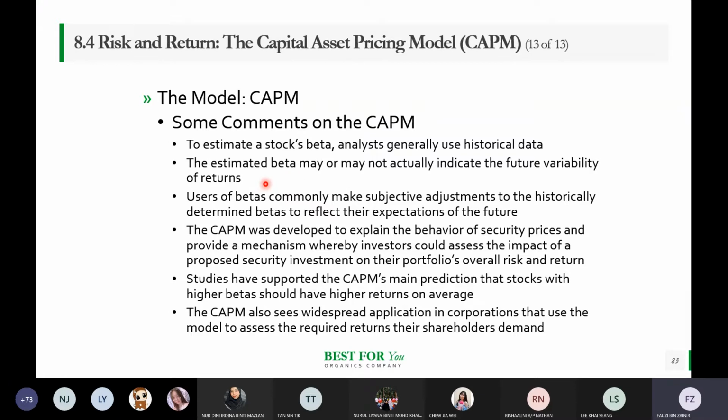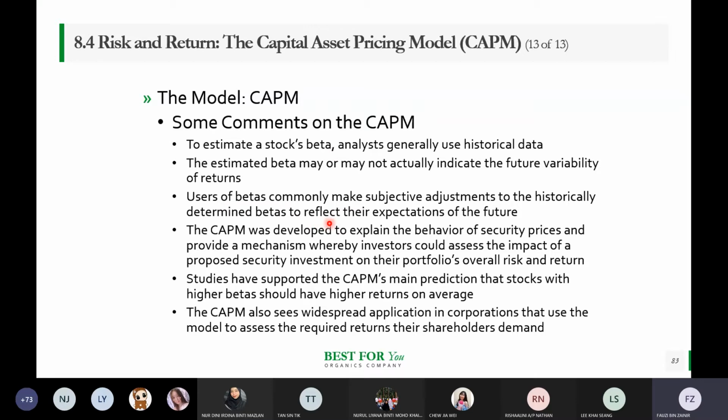So basically, you may need to make a little bit of adjustment to the beta if you feel the company is getting a little bit riskier, and so you probably need to increase the beta for it, maybe because your analysis differs from the analysis put forward by other financial analysts. Okay, users of beta commonly make subjective adjustments to the historically determined beta to reflect the expectation of the future. So basically that's what I'm saying. You need to make adjustments. You cannot just say, okay, if this is the beta, I believe in this beta.